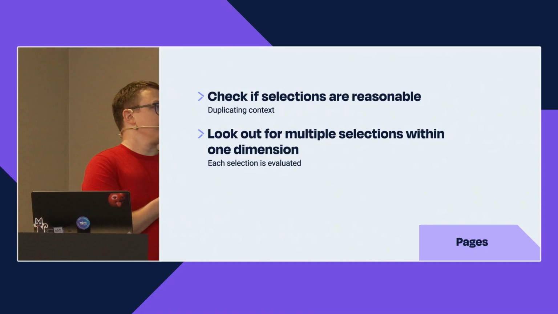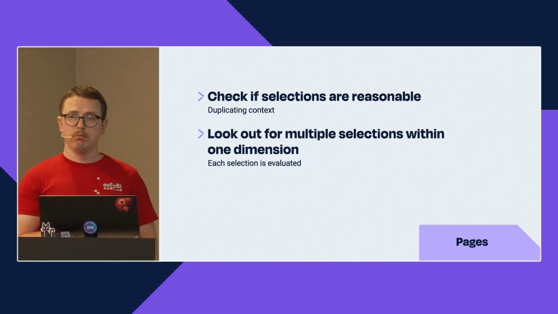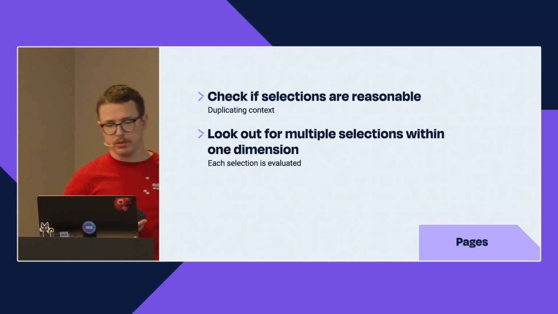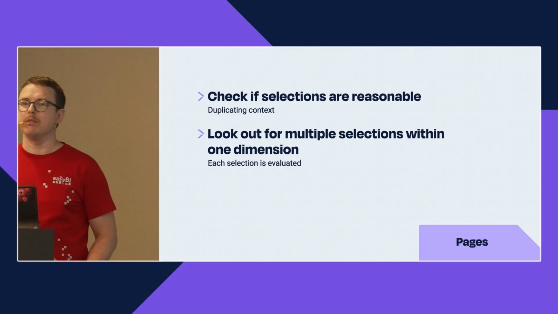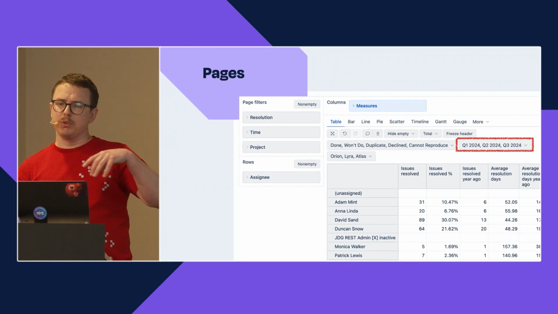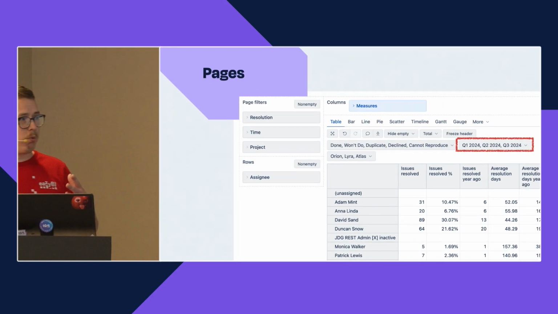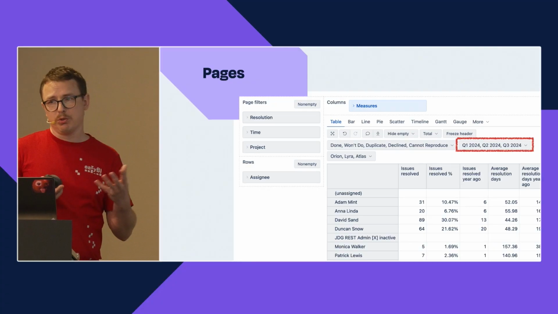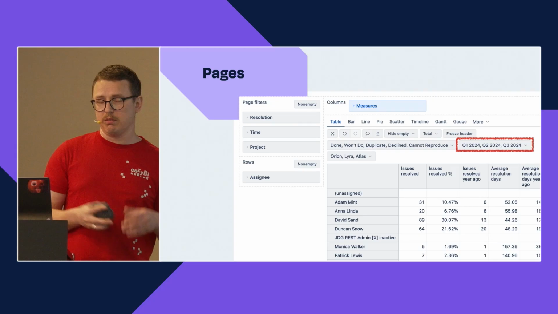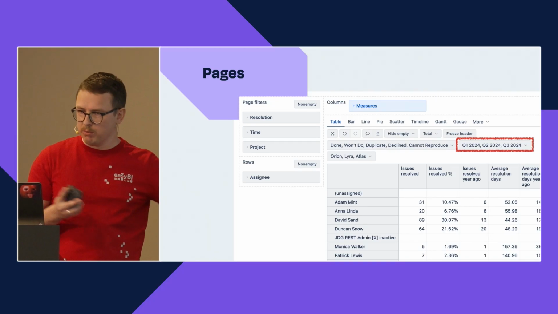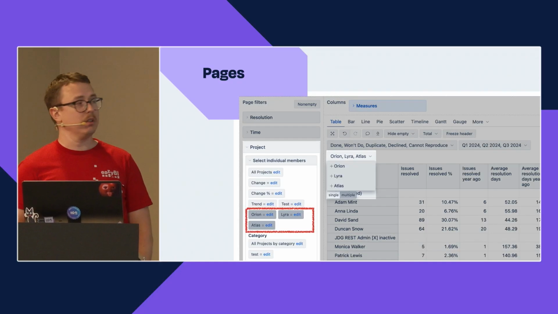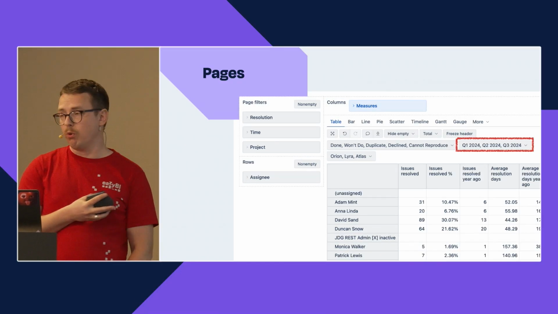The next thing to look out for is multiple selections within one dimension. Each selection is evaluated, and maybe you don't need those multiple selections and you can leverage a hierarchy. So, for example, in the time dimension filter, we have 3 quarters, and maybe, just maybe, you also would want to include the 4th quarter, but you don't include it because it hasn't come up yet. I know 2024 is past, but it's an example. You could just use one selection, year 24 only.